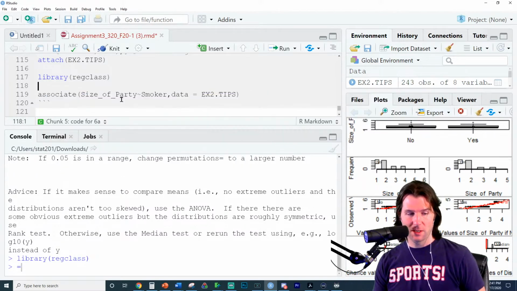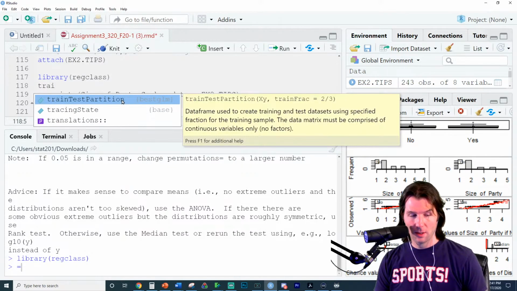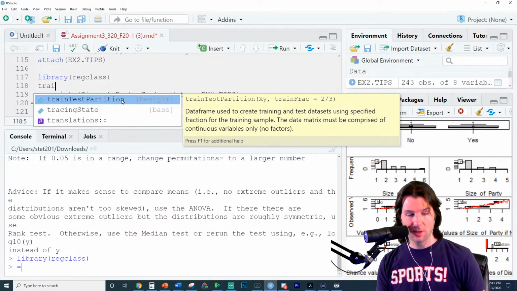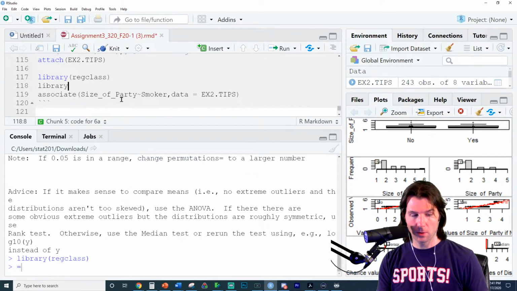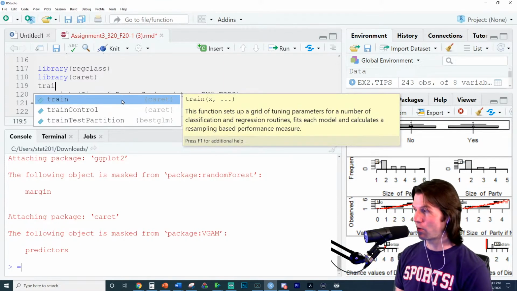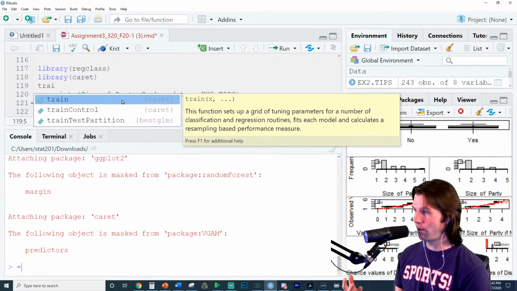So hopefully that makes sense. If you don't have the package running, like right now I want to run the train function. I can't, because train is inside of caret. When I type train, it does not appear. But if I go to library caret and load it, and then type train, all of a sudden the train function appears, which is how we do models with the caret package.